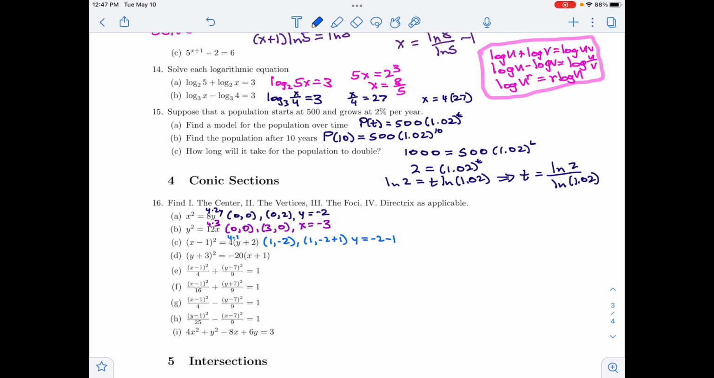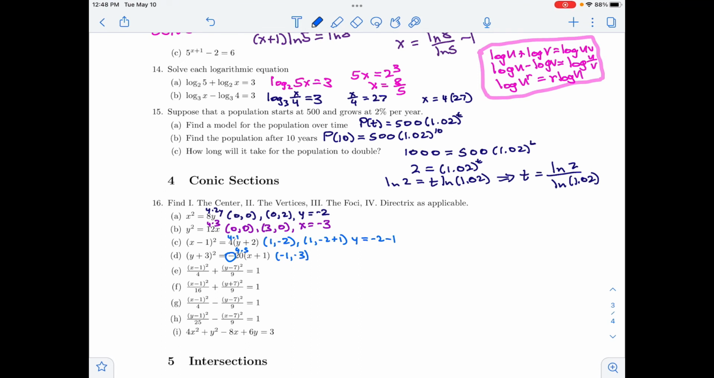Here's a parabola. It's one of these left or right opening ones, and this one's opening to the left because of this negative right here. So this is 4 times 5, and it's a negative in front. So here is the vertex. The vertex is going to be negative 1, negative 3.